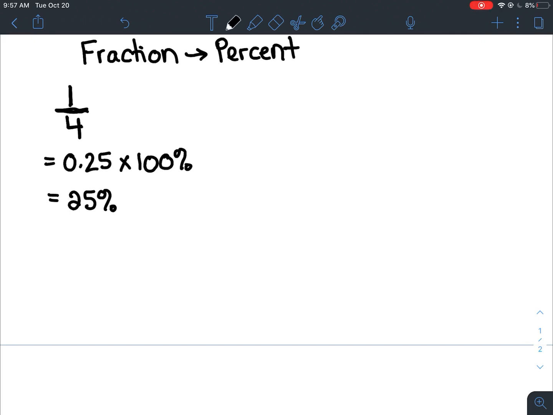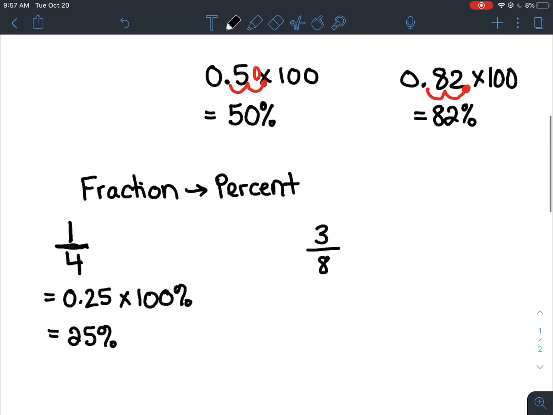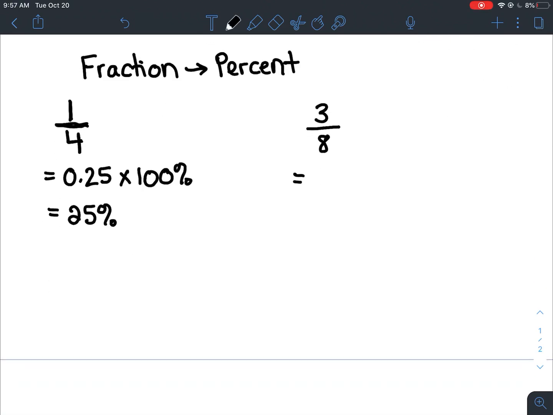Let's try the fraction 3 over 8. Like we said before, first step, let's change 3 over 8 into a decimal. So 3 divided by 8 equals 0.375. Okay, now let's multiply that by 100. We also know you can move the decimal 2 places over, giving us 37.5%.